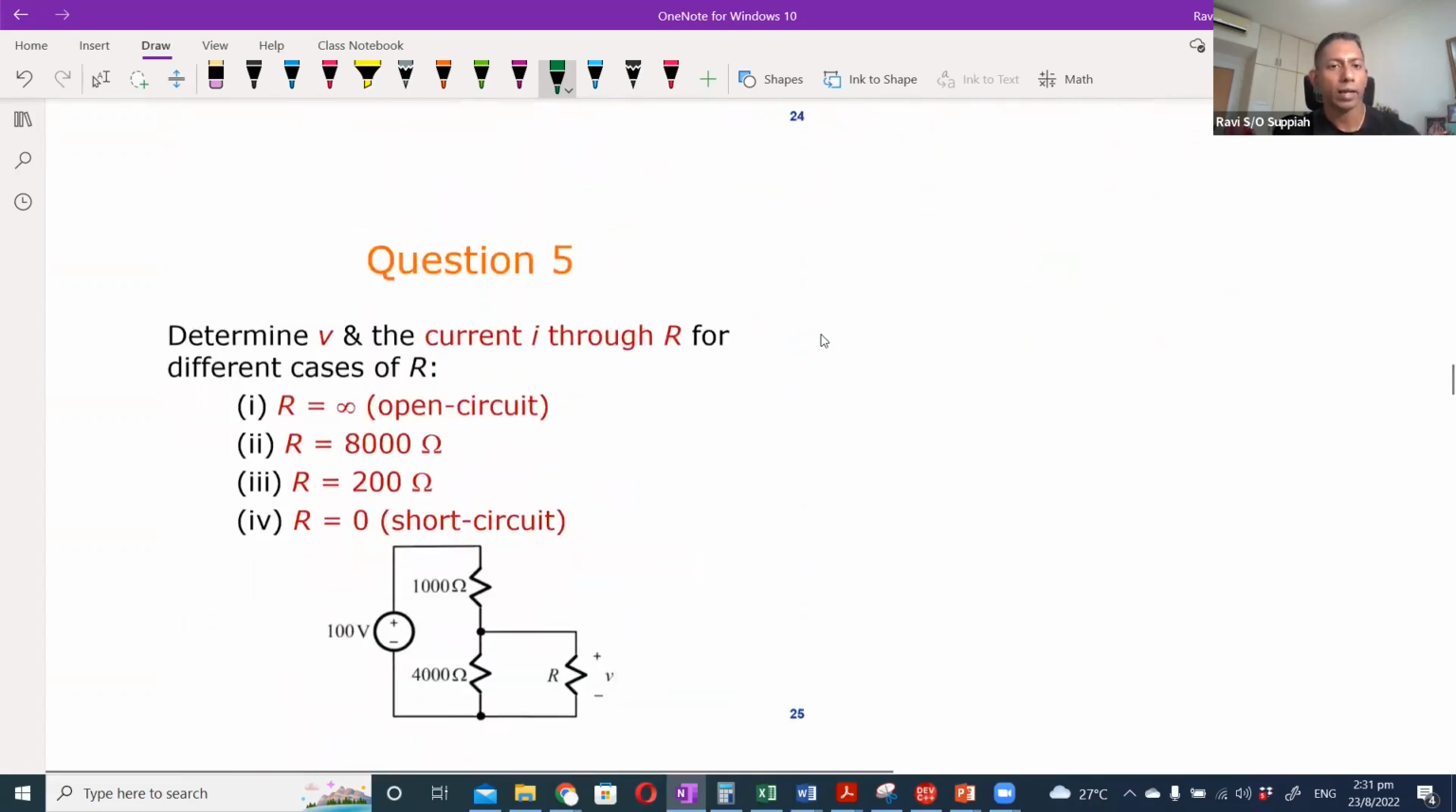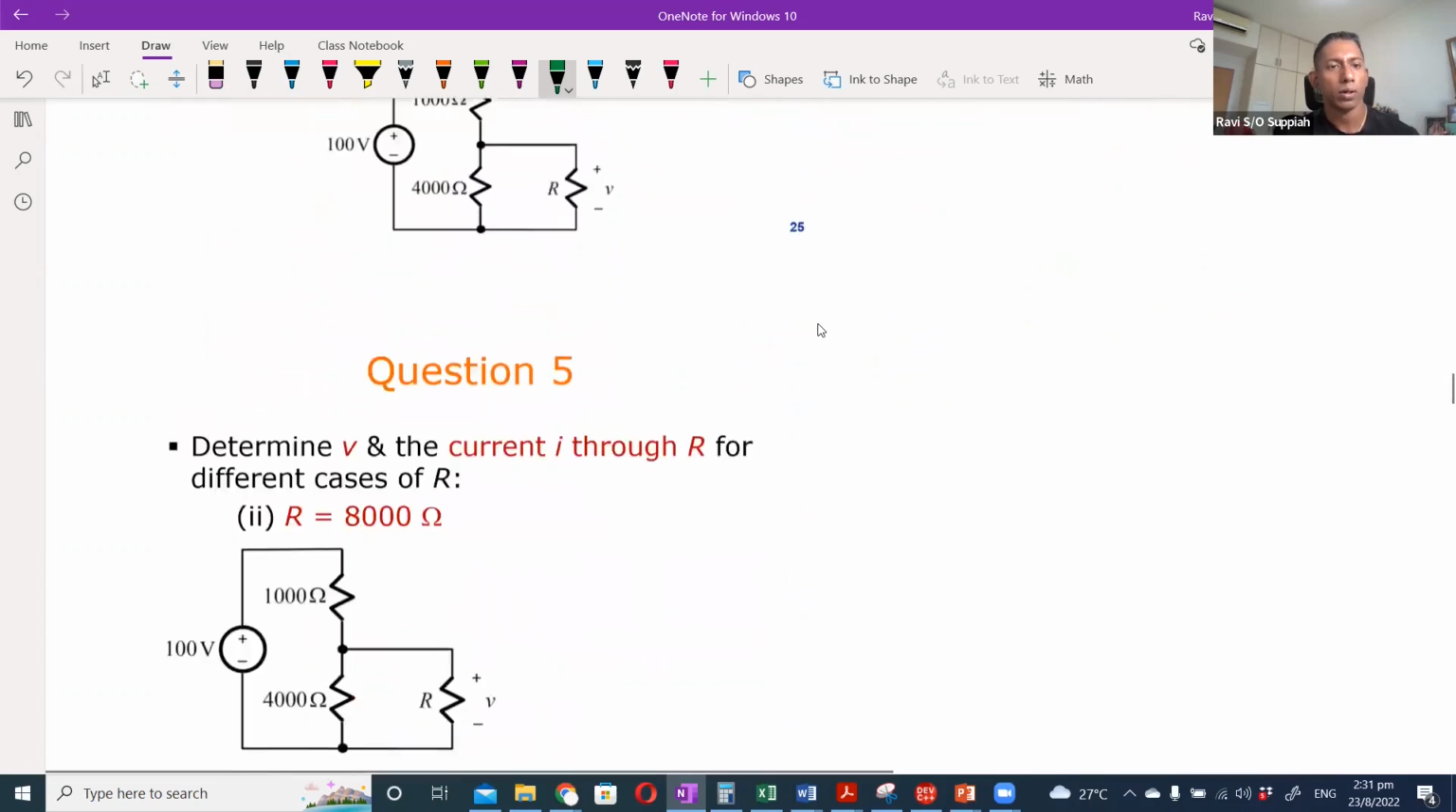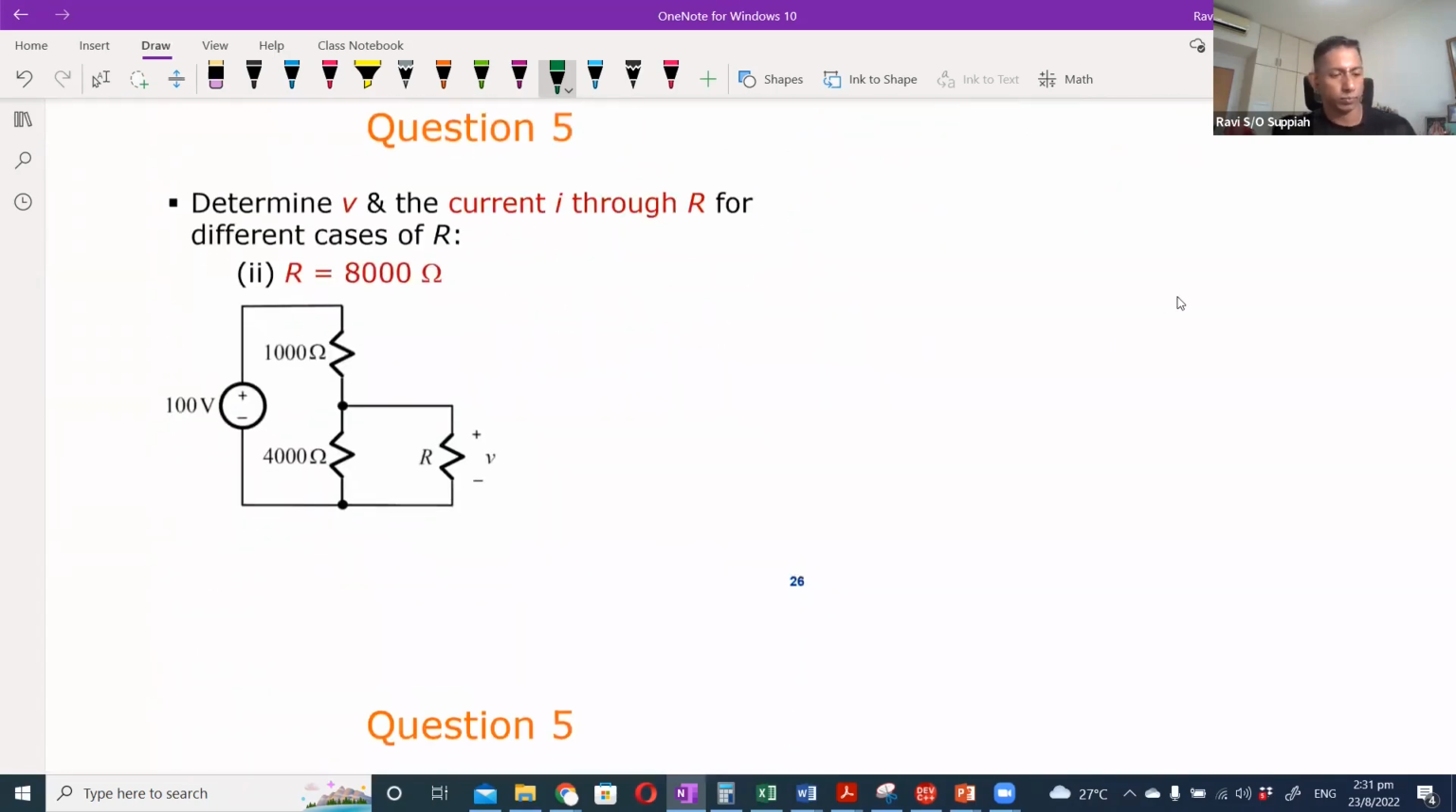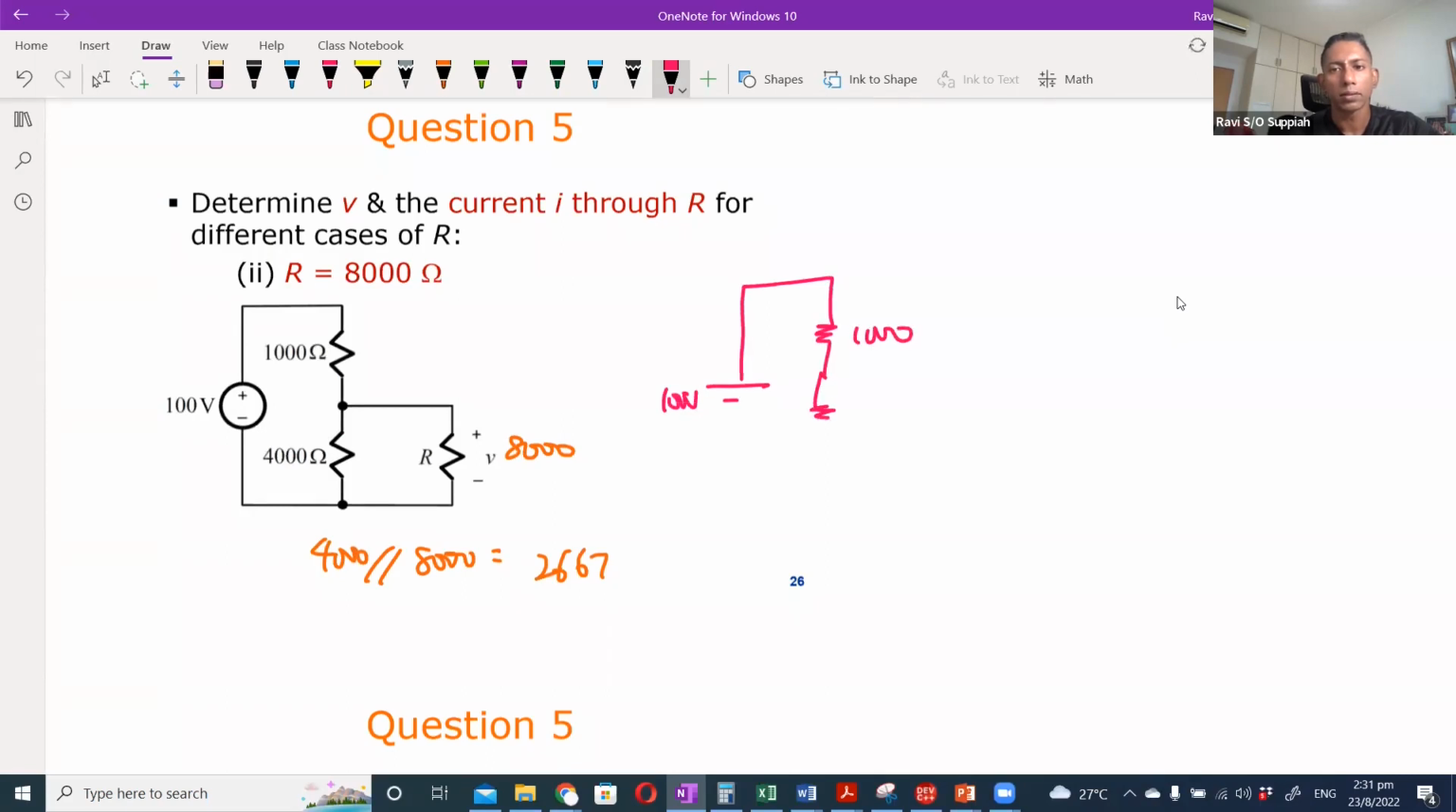If I were to go to part 2, which is the 8000 ohm. If it's 8000 ohm, then what happened? Then I need to look at the combined resistance between the 4000 and 8000. So 4000 parallel to 8000 will give me 2667. So the new circuit will be 100 volt, 1000 and 2667.